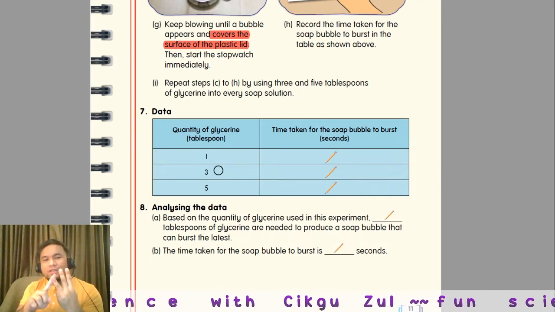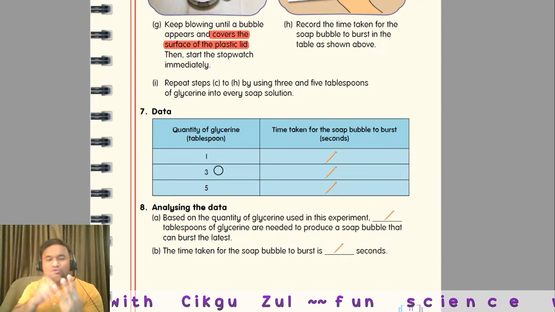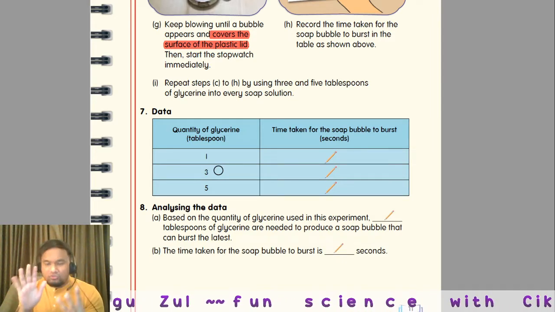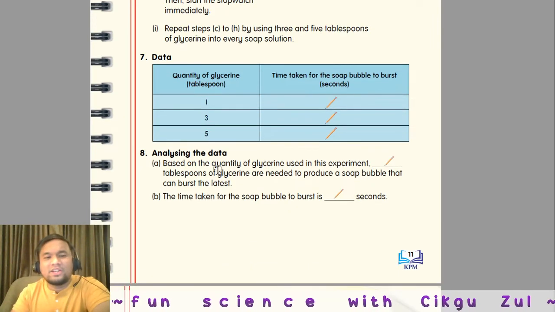1 campur 1 sudu. Yang kedua campur 3 sudu. Yang ketiga campur 5 sudu. Okay, so senang je sebenarnya nak buat ni.